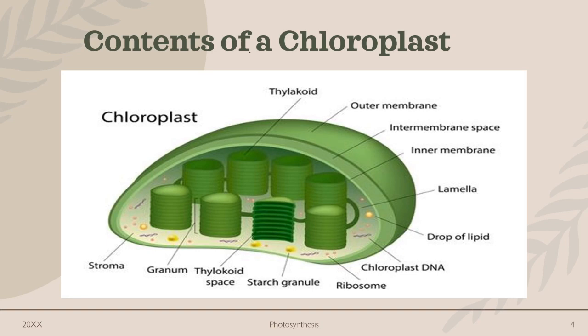The starch granules are present because when photosynthesis takes place, the products are formed, and one of the major products is starch, which is basically stored glucose. So these starch granules form here to store it, right? And these ribosomes, always remember, they are 70S ribosomes. We learned this before too, but yeah.